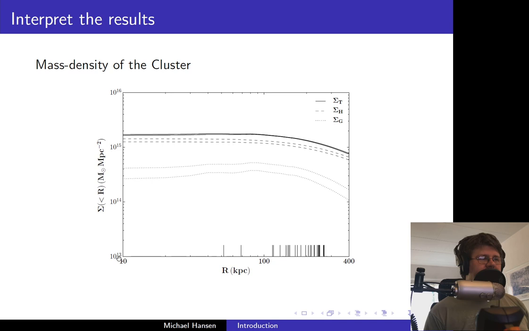But instead here, we have, to about 100 kiloparsecs, a relatively equal amount of mass density. So the density of the cluster doesn't change within here. The mass density is the same. And then as we go further out in the cluster, it slightly goes down.